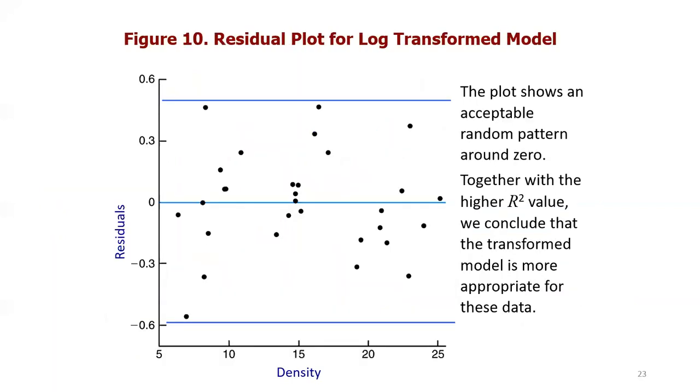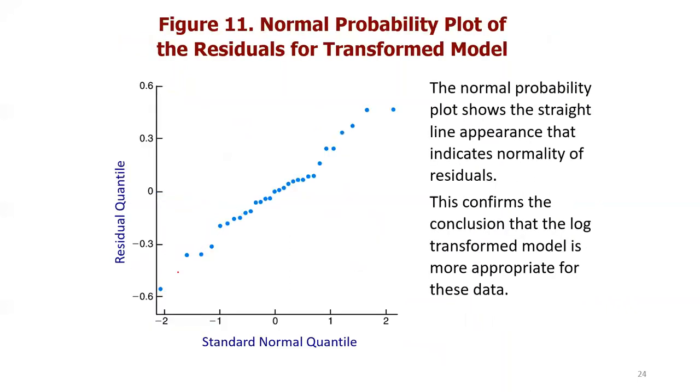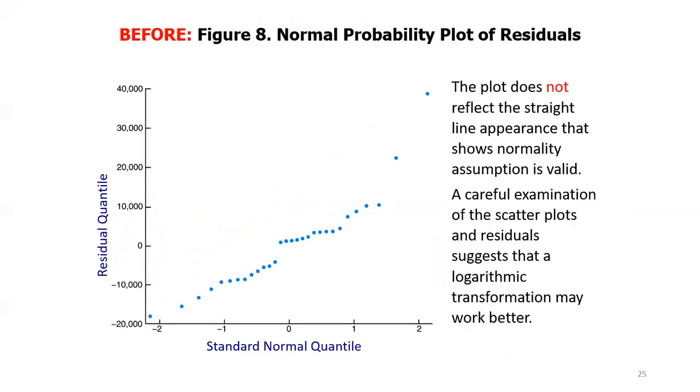So let's look at the plot of the residuals. Just look here. The plot of the residuals is much better. It seems that they are scattered randomly around 0. That's a very good thing. And let's look at the QQ plot. Of course, it's not a perfect straight line, but when you look at this, it's much better than the previous one. So this confirms that the log transform model is much more appropriate for this data.